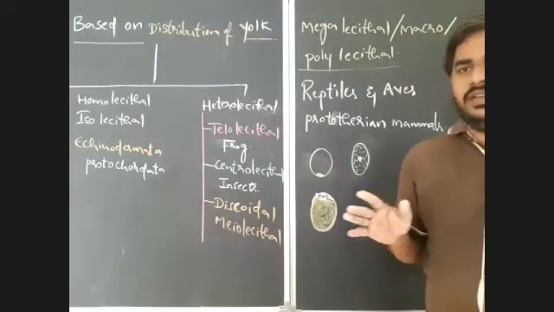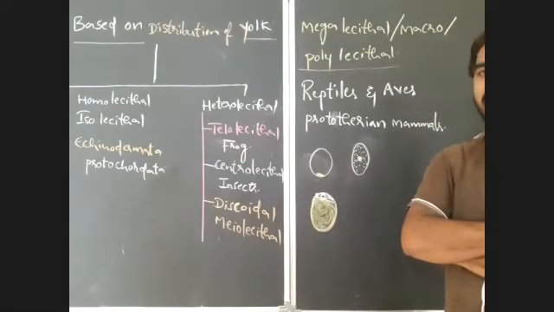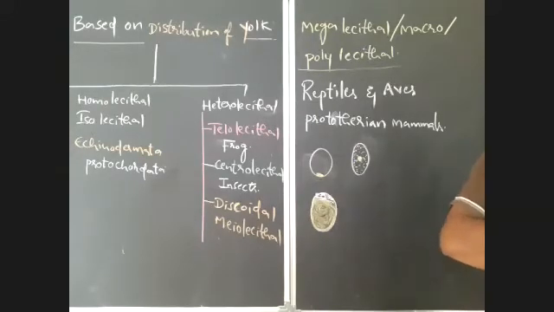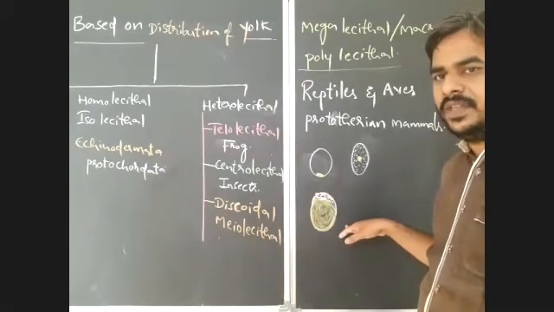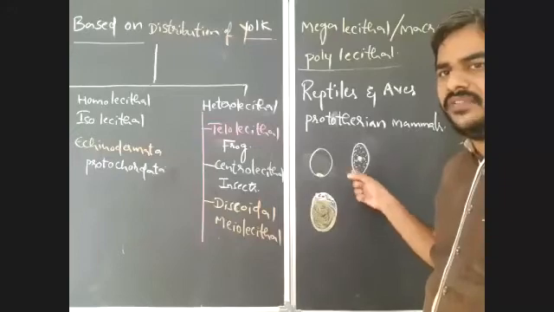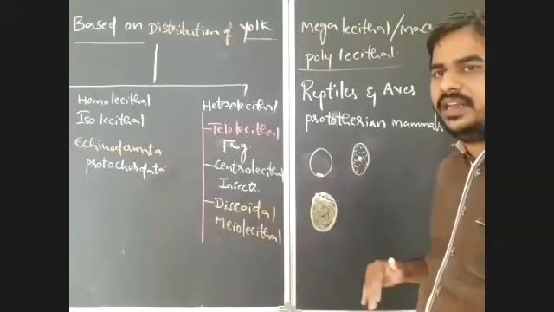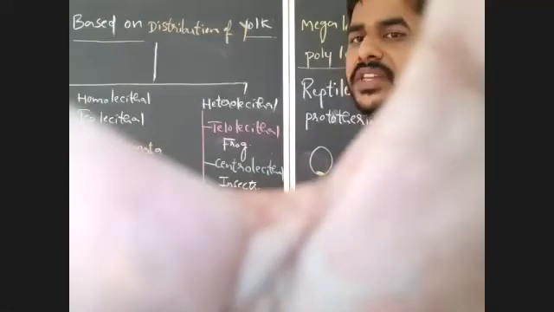So in the discoidal eggs, what you have to notice here? There is more quantity of yolk present. So majority of the portion in the egg is occupied by the yolk. The cytoplasm is in the form of a small disc at only the peripheral region. That you have to notice. Okay, so that's clear about that. Is it clear?